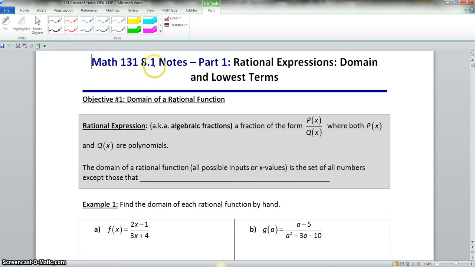Hello class, we're about to start section 8.1, part 1, rational expressions, domain and lowest terms. Objective number 1, the domain of a rational function.